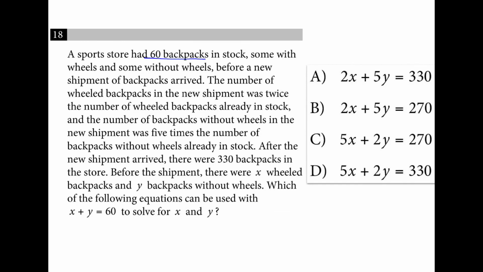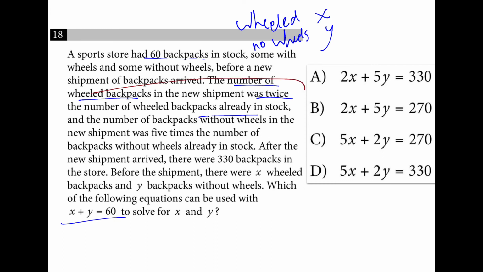We had 60 backpacks in stock, some with wheels and some without. So the total number there would be x plus y equals 60, which they already have. And then there's a second equation. They say that the number of wheeled backpacks was twice already in stock. Okay? So if we say that wheeled is x, and no wheels is y, and you follow this, wheeled backpacks is twice the number, so that's going to be 2x.